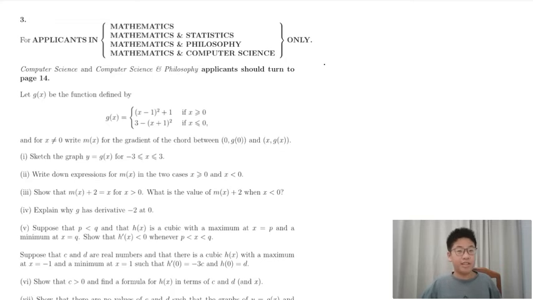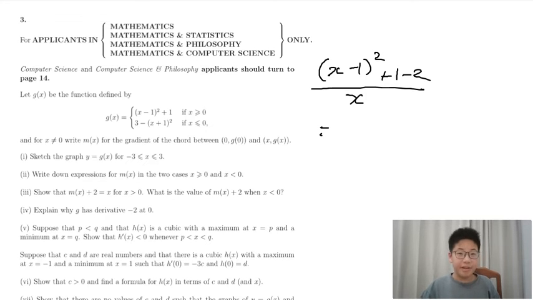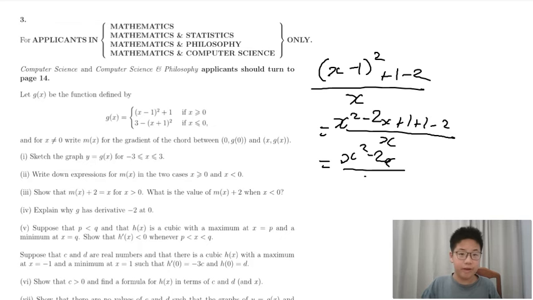So this chord is often called the secant line in calculus, and what we have to do is use the rise over run method because we can't actually do calculus on chords. So there we go, (x squared minus 2x plus 1 minus 2) over x equals x squared minus 2x over x equals x minus 2. There, we've done it. And in the case x is less than 0, we may have to do more calculus, but we'll have to use the symmetry on the graph.